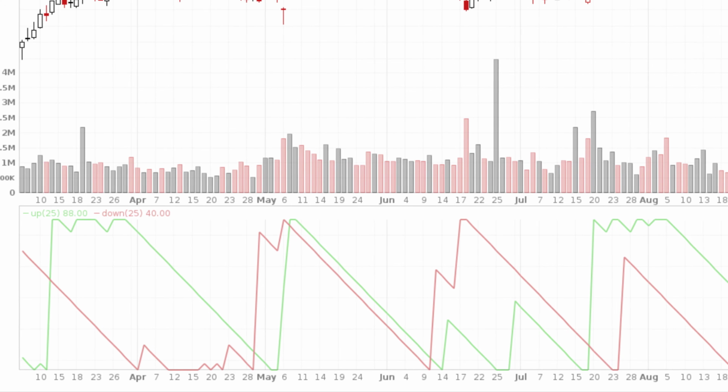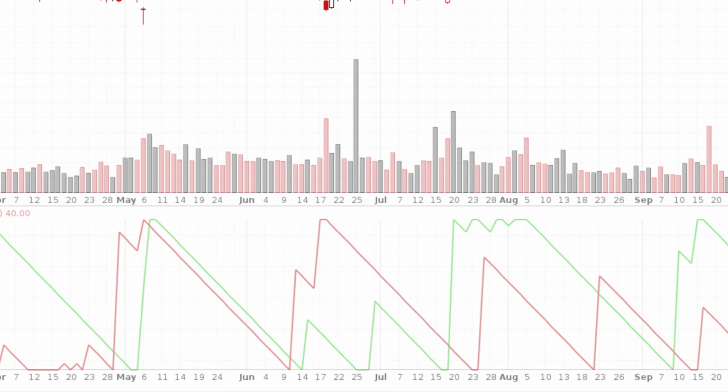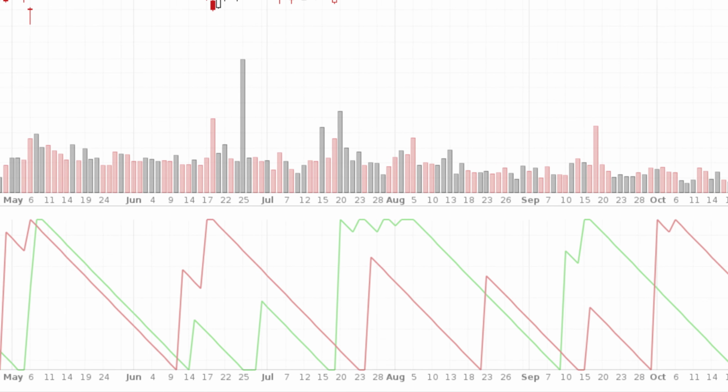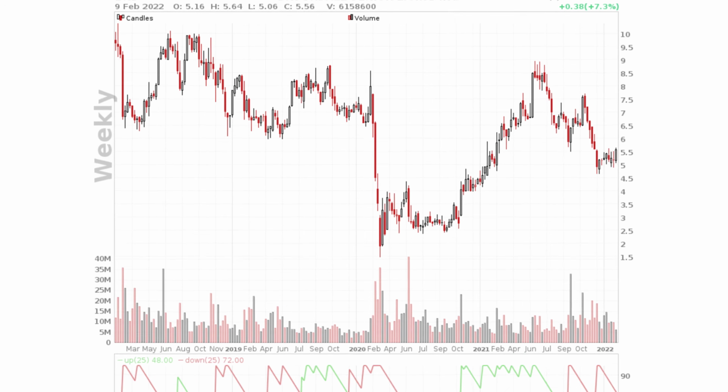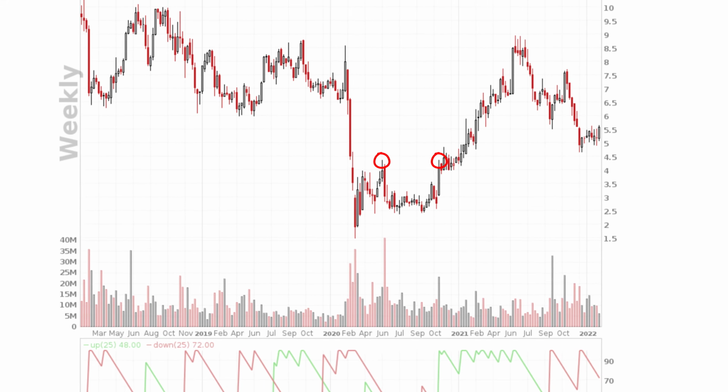In order to detect potential new trends early on, we look at the progress of the Aroon up and Aroon down. The first important signal occurs when the Aroon up line moves above the Aroon down, which means that new highs occur more recently than new lows.